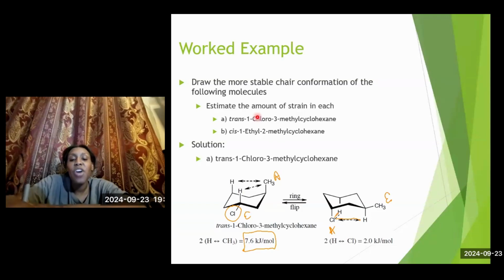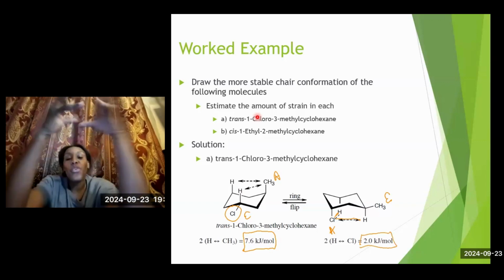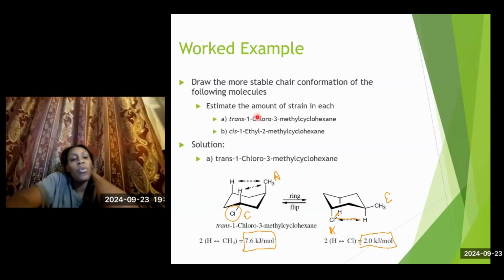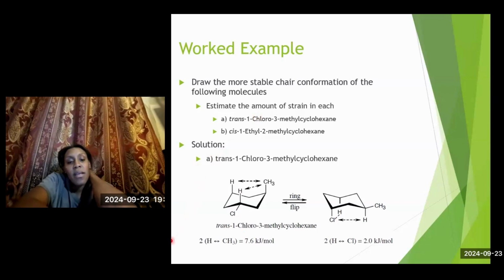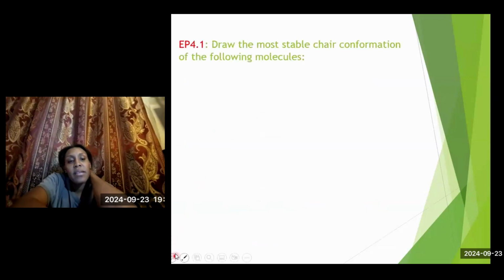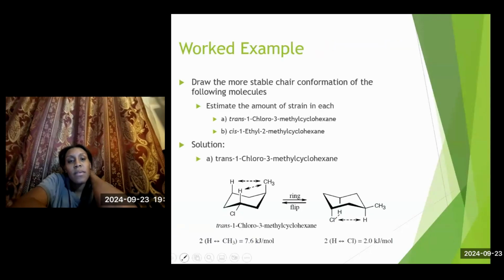Now, with a chlorine, because of the size being slightly smaller, the axial strain is going to be different. And so because of that, I'm going to have 2.0 kilojoules per mole. And so a methyl group is more bulky than a chlorine group. Hence, because of that, this conformation is going to be more stable.